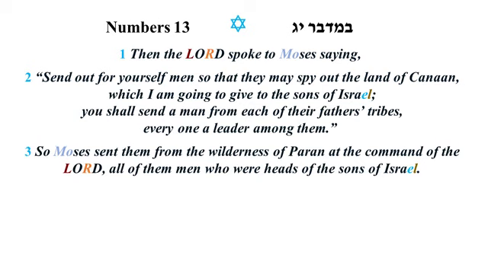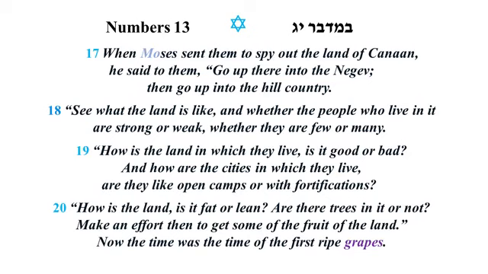You shall send a man from each of the fathers' tribes, every one a leader among them. So Moses sent them from the wilderness of Paran at the command of Yahweh, all of them men who were heads of the sons of Israel. Jump down to verse 17. When Moses sent them to spy out the land of Canaan, he said to them, go up there into the Negev, then go up into the hill country.